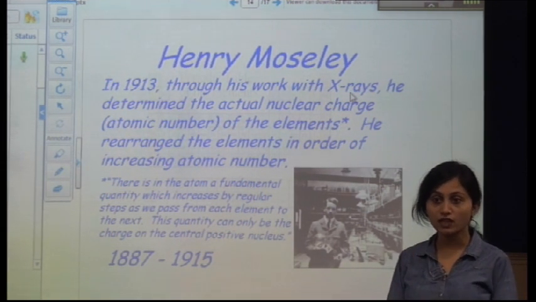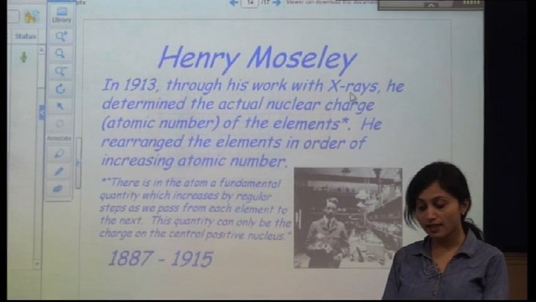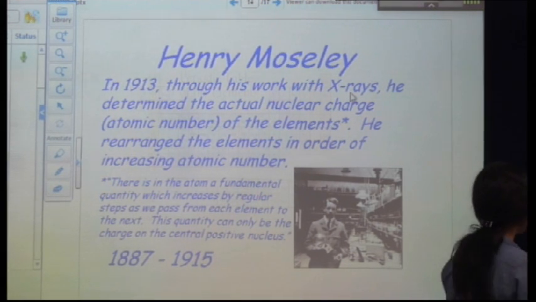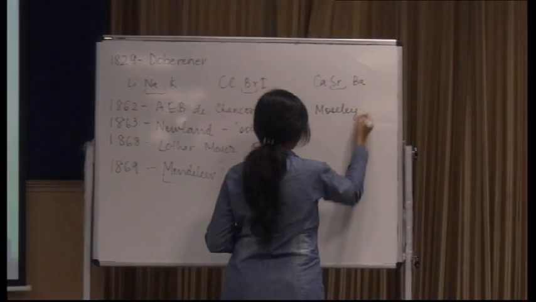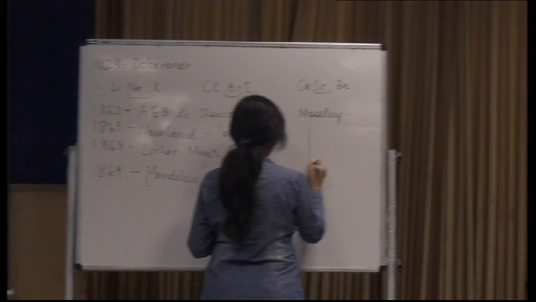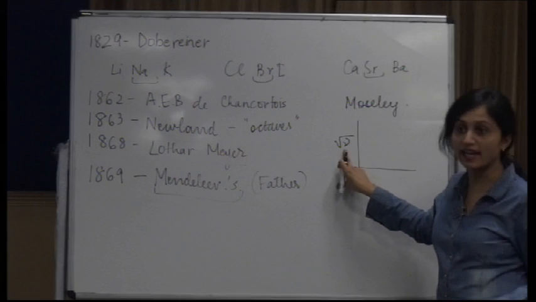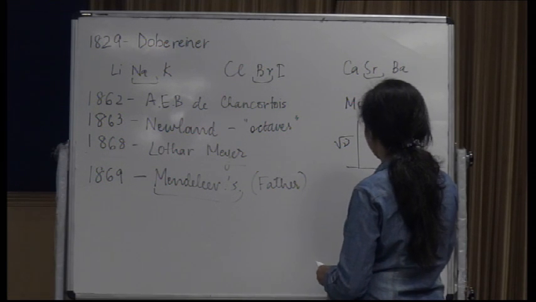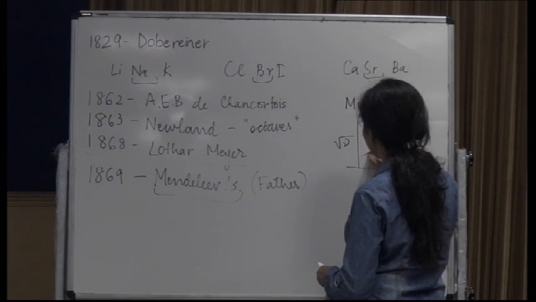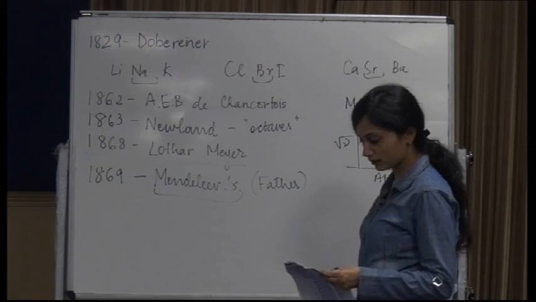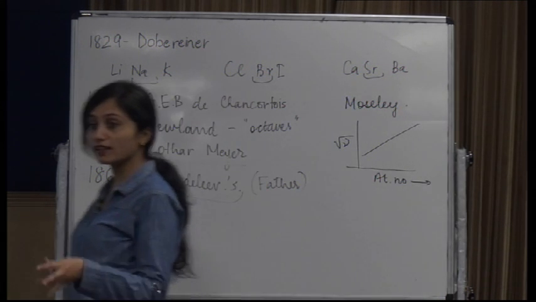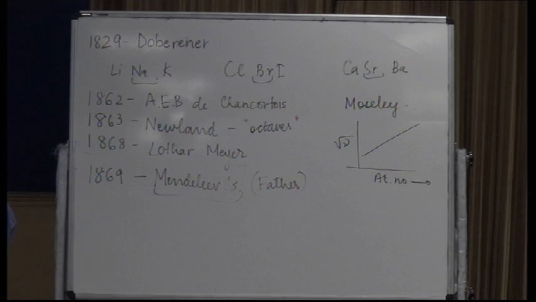So he observed the X-ray spectra of elements, and he found that when a graph was plotted, this was Moseley's finding, between the root of frequency, where this frequency is the frequency of X-ray, versus the atomic number, it comes out to be a straight line. So he actually stated that atomic number is more important than even the atomic mass. So this was kind of a breakthrough.